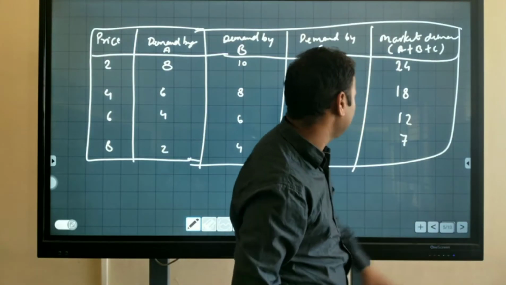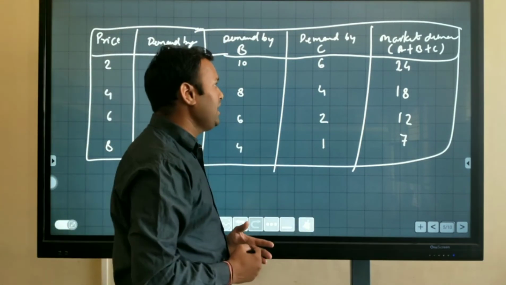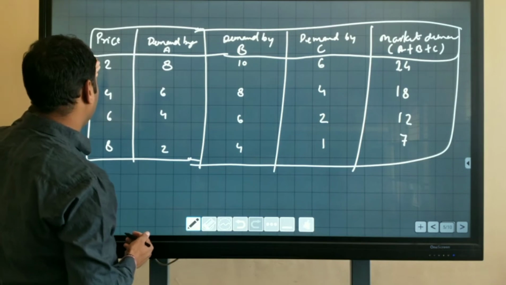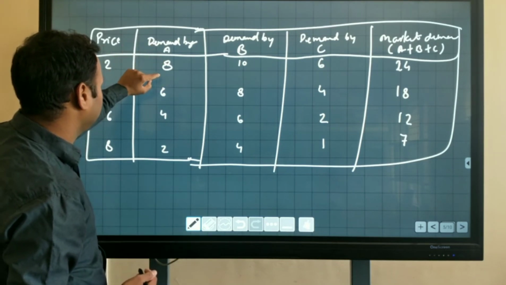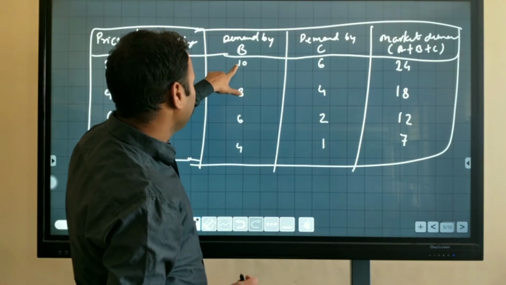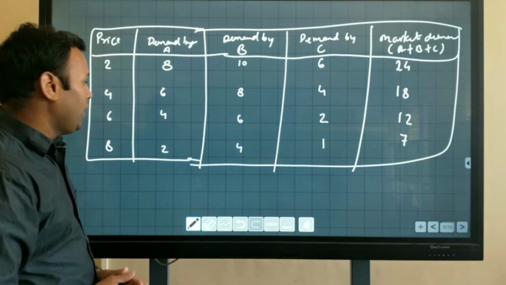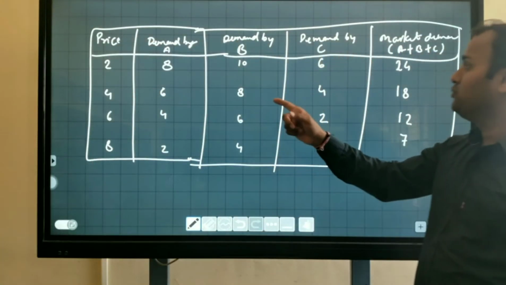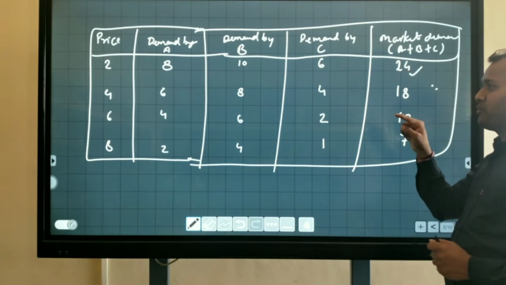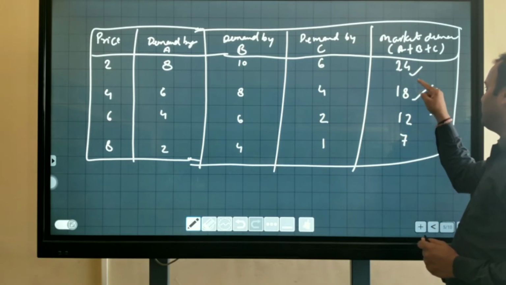Here you can see the price is given, then the demand by consumer A, by consumer B, by consumer C, and the market demand, as already discussed in the previous video. At the prices of rupees 2, 4, 6 and 8, the demand by consumer A is 8, 6, 4, 2, by consumer B is 10, 8, 6, 4, and by consumer C is 6, 4, 2, 1. At the price of rupees 2, the total demand, that is the market demand, is 24. When the price shifts from 2 to 4, the demand decreases and becomes 18.